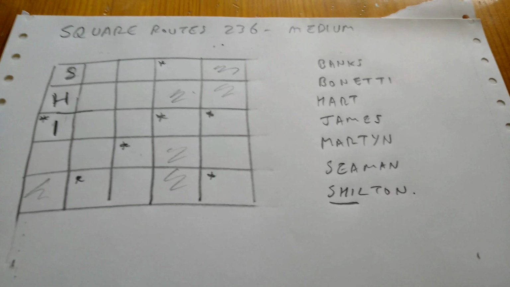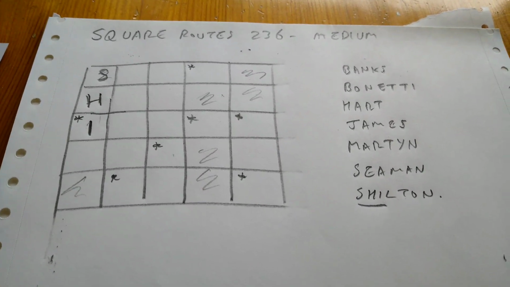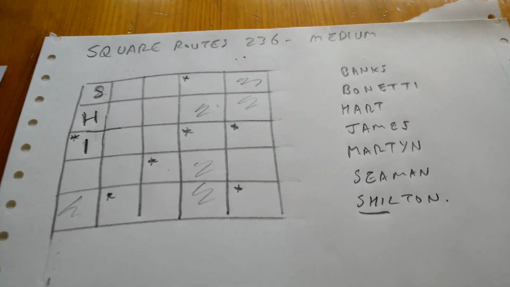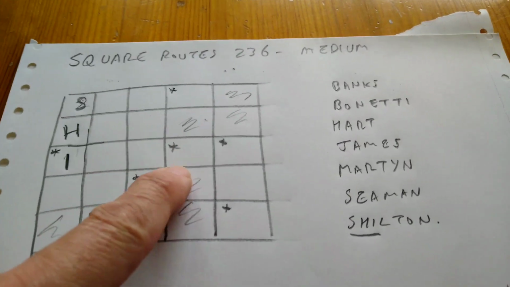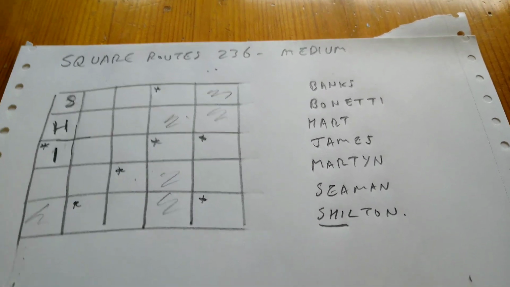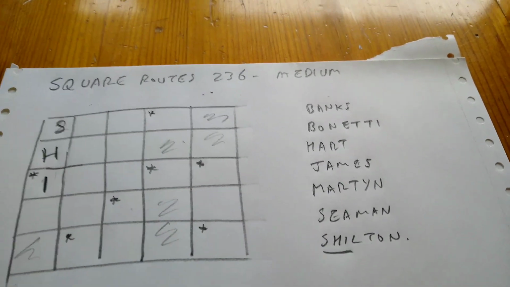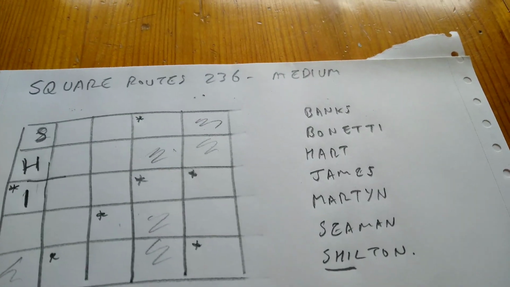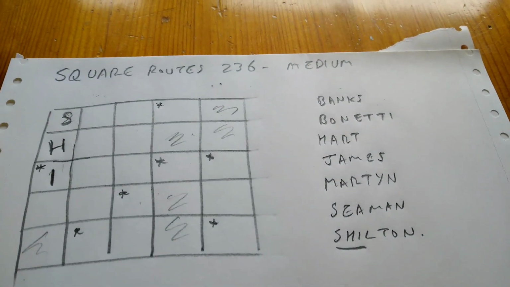As we've seen in the last couple of solutions, double vowels are very useful as a clue. We've only got one double vowel position in this puzzle, which is here. And we've only got one word with a double vowel, which is seaman. So we know that this must be the E and the A of seaman, but we don't know which way round it is yet, the E and the A.